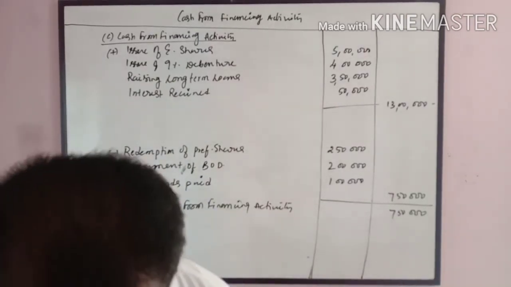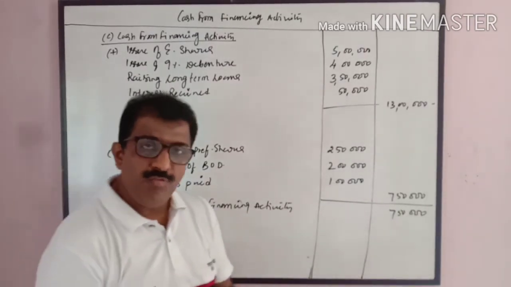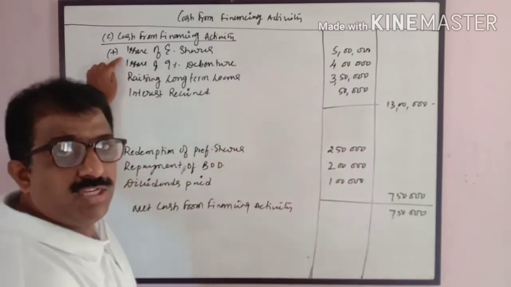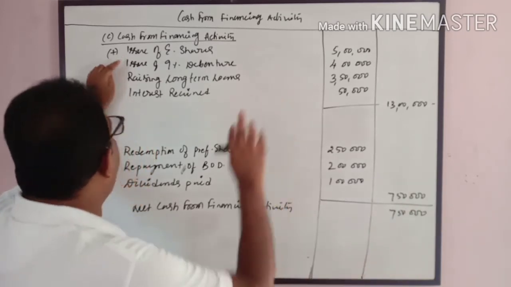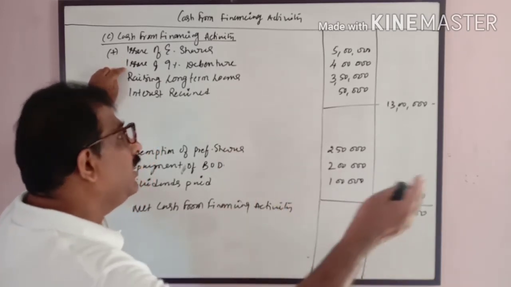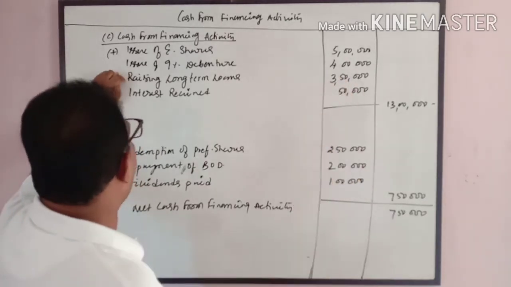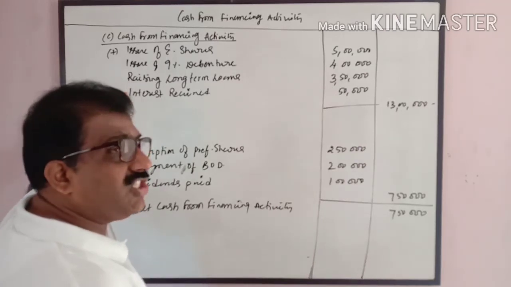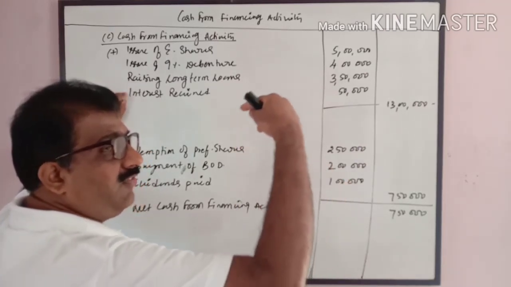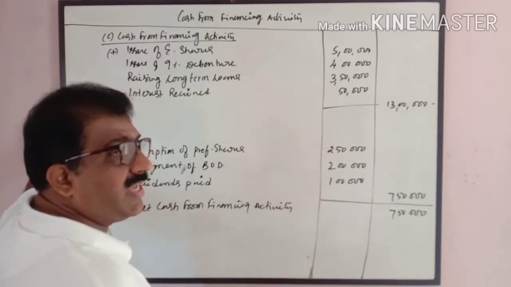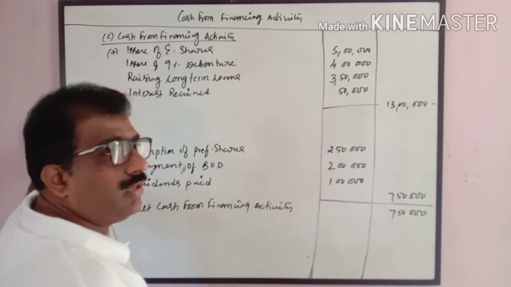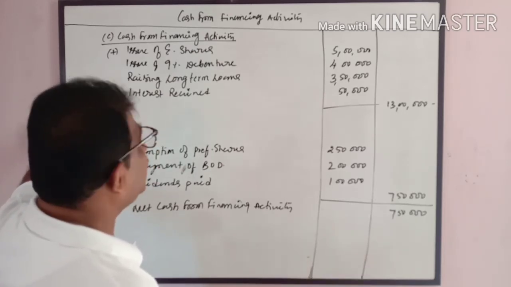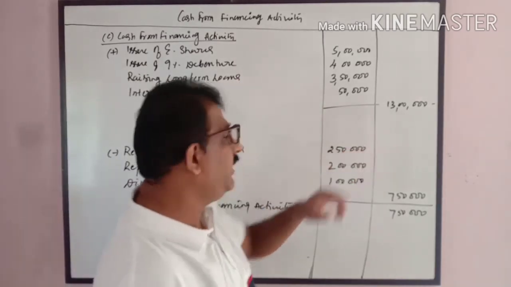Simple. Here, whenever there is an inflow of cash, add; outflow of cash, minus. Issue of shares, the cash comes into the business, add. Issue of 9% debentures, cash comes in by issue of debentures 4 lakhs. Long-term loan is raised by which you receive 3,50,000. Interest is received. Though it is a non-operating income, you received the cash, so we have to add it in the financing activity. So totally it comes to 13 lakhs.